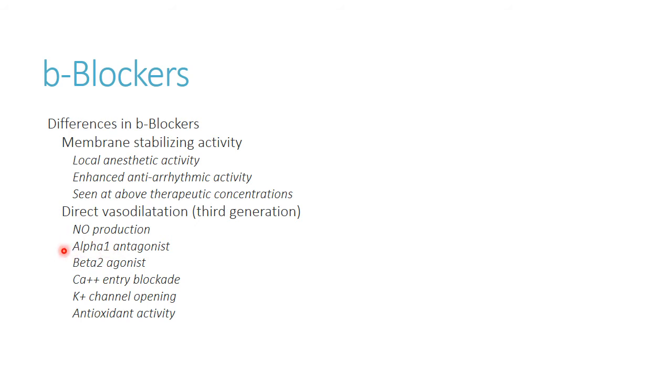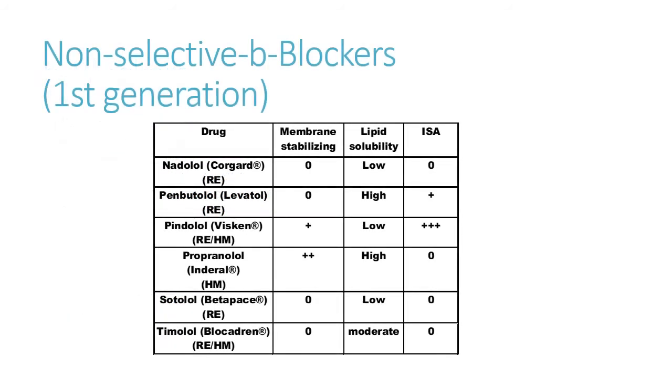Some of them are going to be alpha-1 antagonists. You guys remember what alpha-1 does? Vasoconstricts, right? So you can block that and cause some vasodilation. Some of them will be beta-2 agonists. Some help with calcium, potassium, antioxidant activity. So we'll look at a few of those effects a little bit later on.